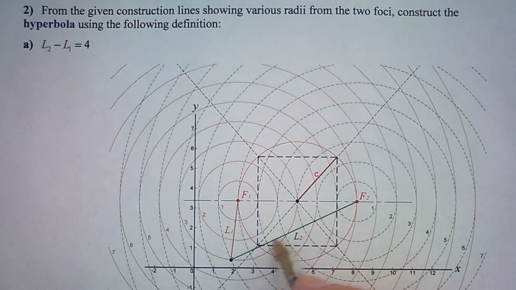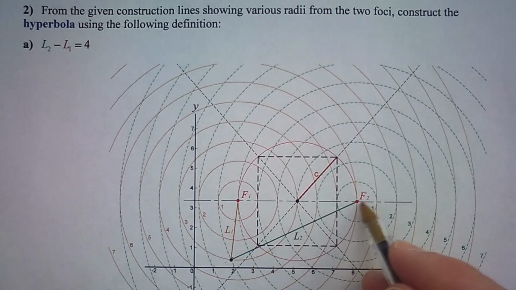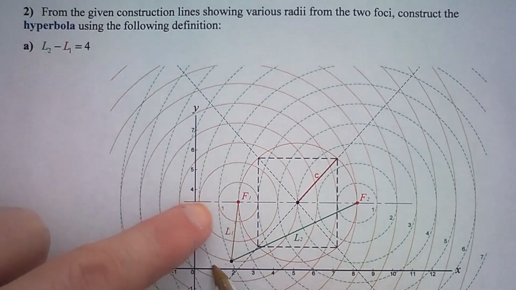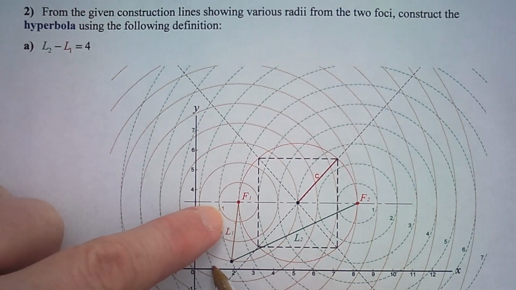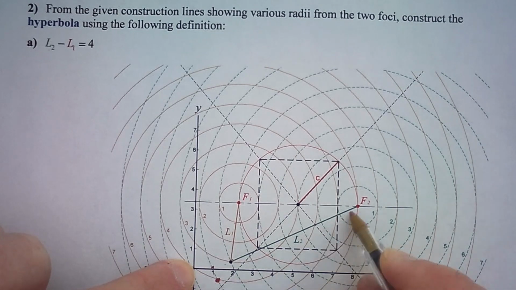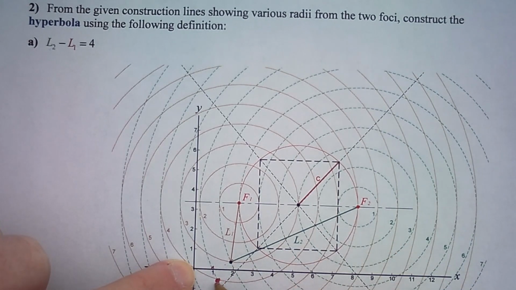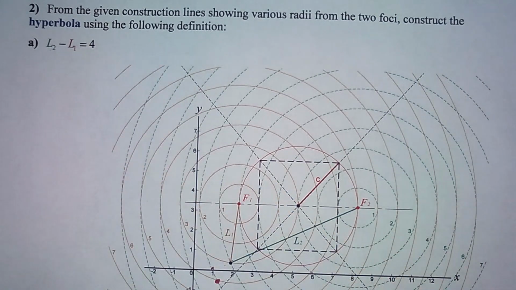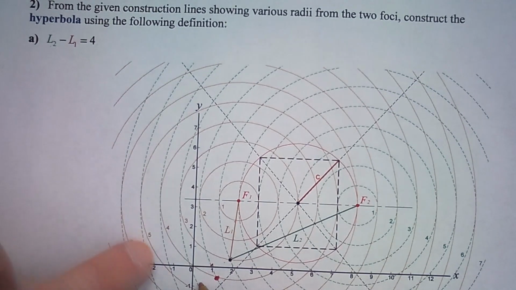Now what if I go out to 8 units? If I make L2 8 units, 8 minus 4 is 4, so I've got to go to the fourth ring, this fourth solid ring, 1, 2, 3, 4. They intersect right here. So this is 8 rings from F2 and 4 rings from F1, and 8 minus 4 is 4. If I go out to the 9th ring from F2, 9 minus 5 is 4.